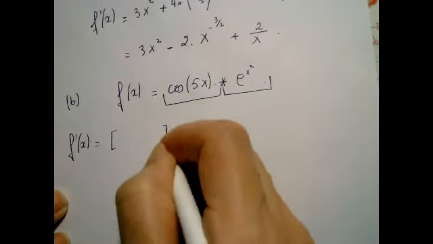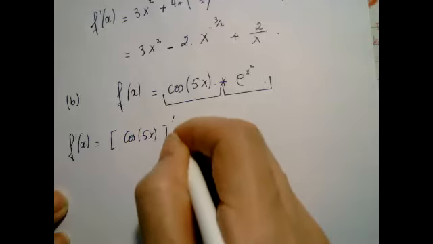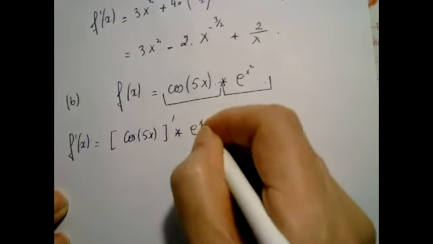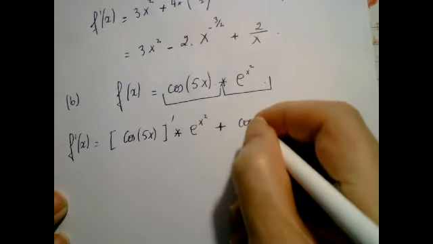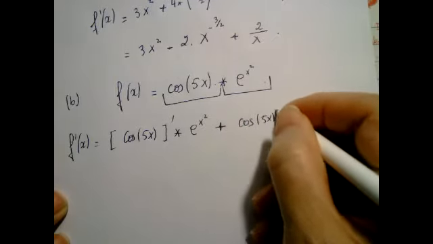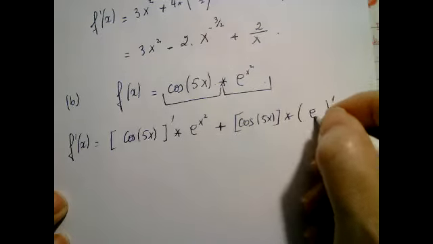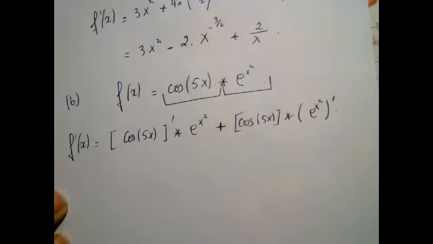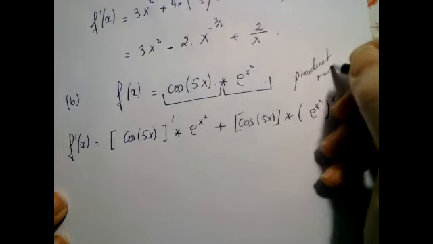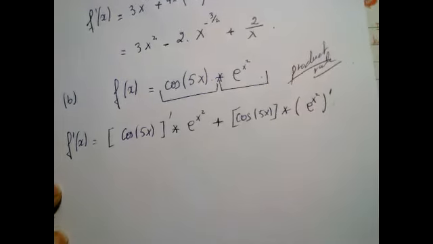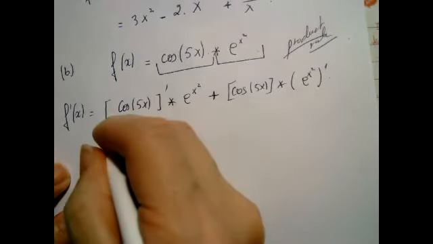It's the derivative of the first term, cosine 5x, times e to the x squared, plus cosine 5x times the derivative of e to the x squared. Okay, so product rule immediately. Now, once we do the product rule, we have every piece by itself.